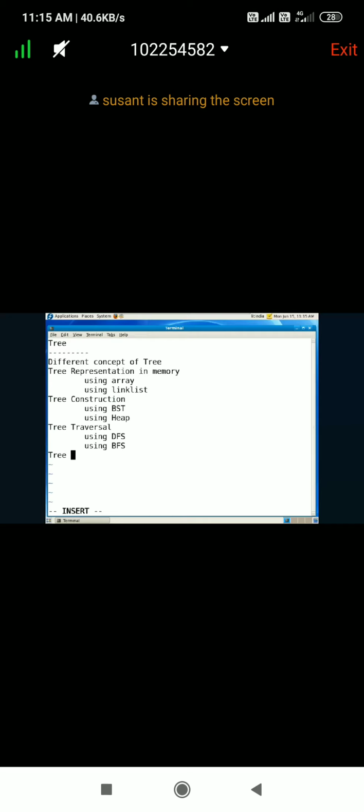Tree creation: create a tree from in-order and post-order, in-order and pre-order, post-order and pre-order. Then expression tree.